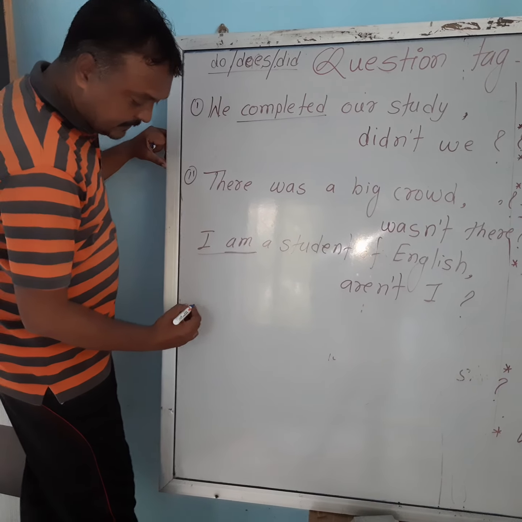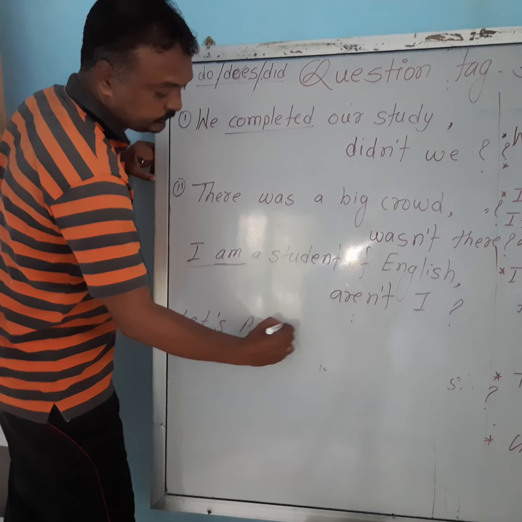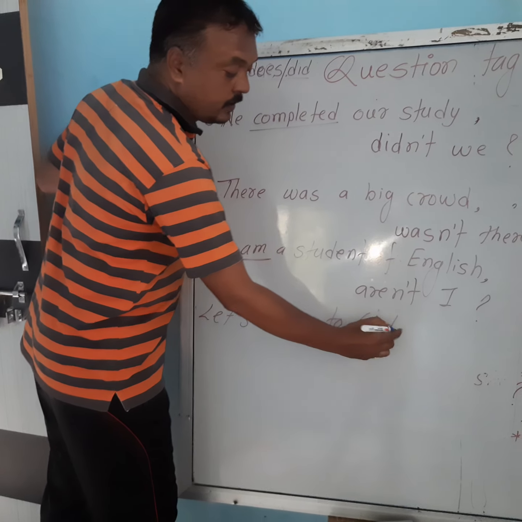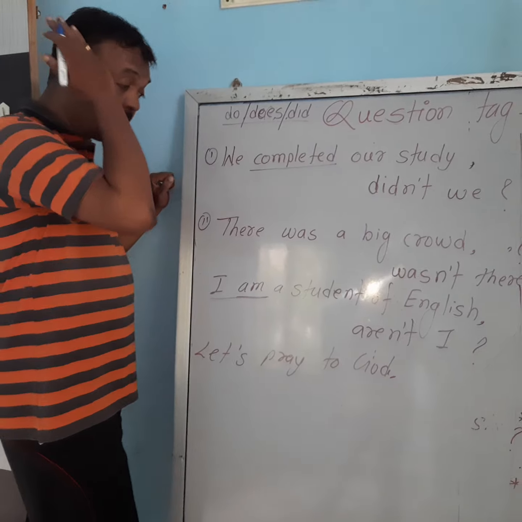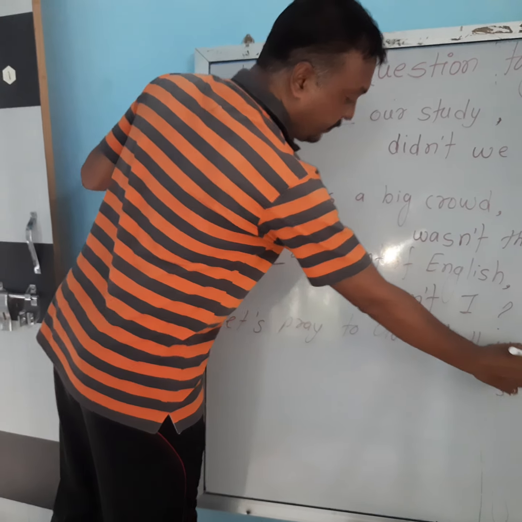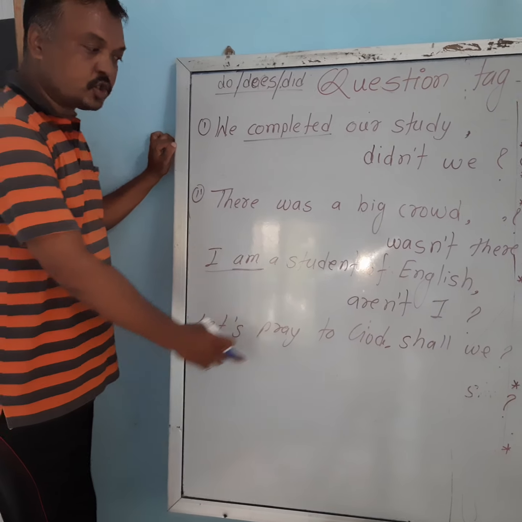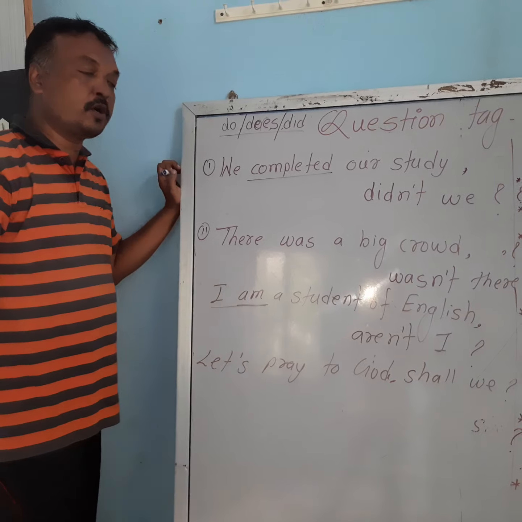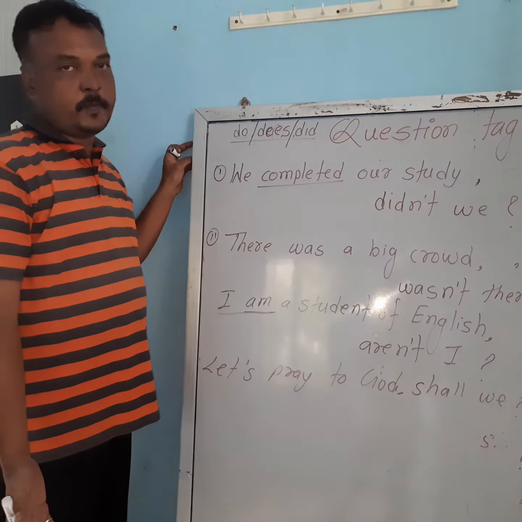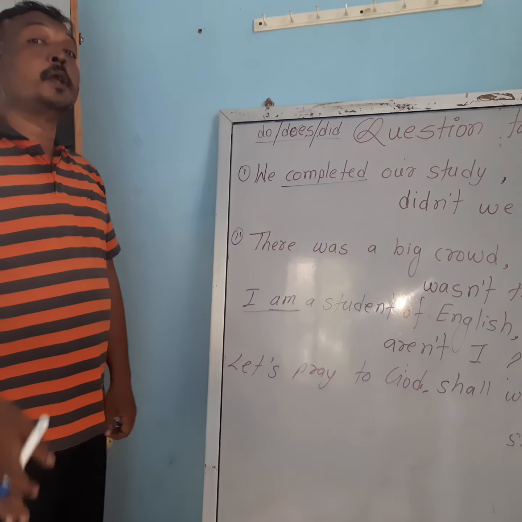Again, some sentences are there. Let's pray to God. If the sentence starts with let's, mind it well. Tag: comma, shall we. Because let us, we shall is already hidden in this sentence, so we just have to use shall we. Let's pray to God, comma, shall we? Question mark. Let's play a game, comma, shall we? Question mark.